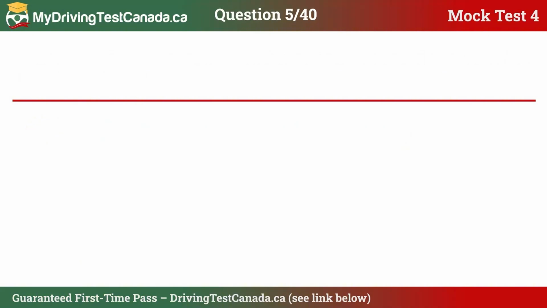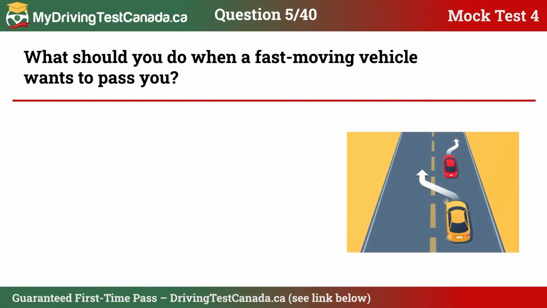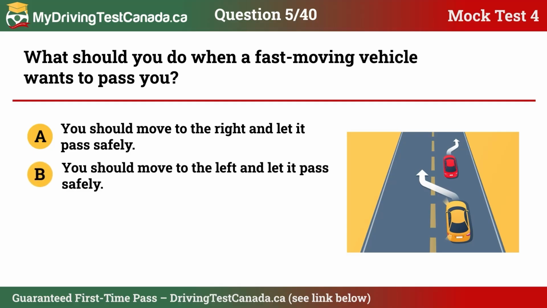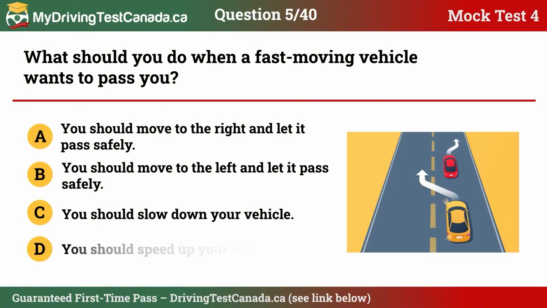Question 5. What should you do when a fast-moving vehicle wants to pass you? A. You should move to the right and let it pass safely. B. You should move to the left and let it pass safely. C. You should slow down your vehicle. D. You should speed up your vehicle.